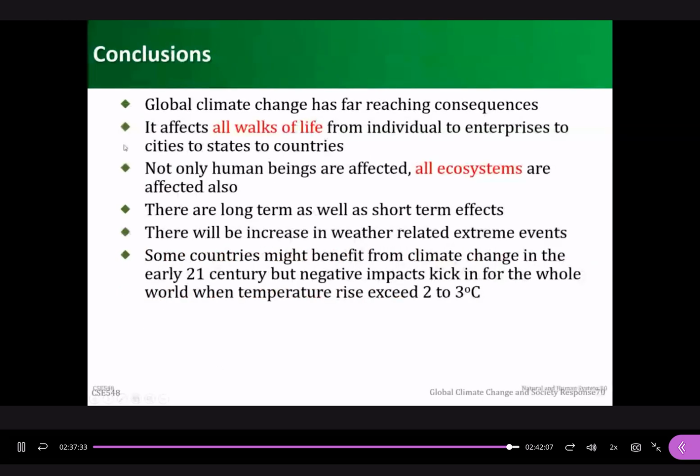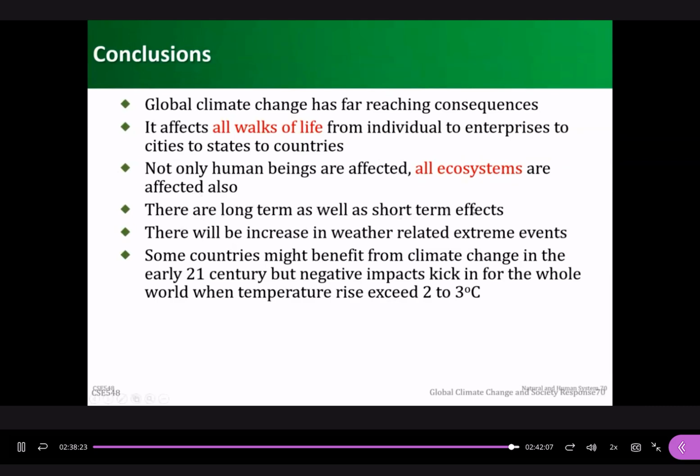And we have two conclusions. First, climate change has far-reaching consequences. It will affect all walks of life, from individuals to enterprises to cities to states and to countries. For individuals, it's about human health. For enterprises, this is industry, because extreme weather events will cause unexpected loss for industry. For cities, flooding and droughts. Not only human beings are affected, all ecosystems are affected also.